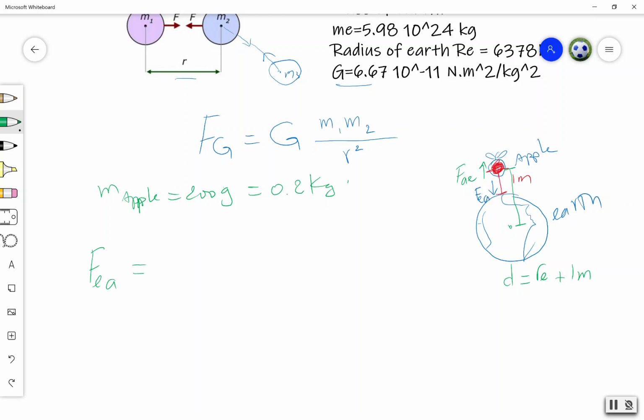By the way, what's that force? That force is the weight, right? The weight of the apple equals m apple times the acceleration due to gravity, g. And according to the universal gravitational law, let's put this big G constant, apple and Earth, over the distance, which is the radius of the Earth plus the height of where the apple is initially positioned. Okay, so let's just plug in the numbers.